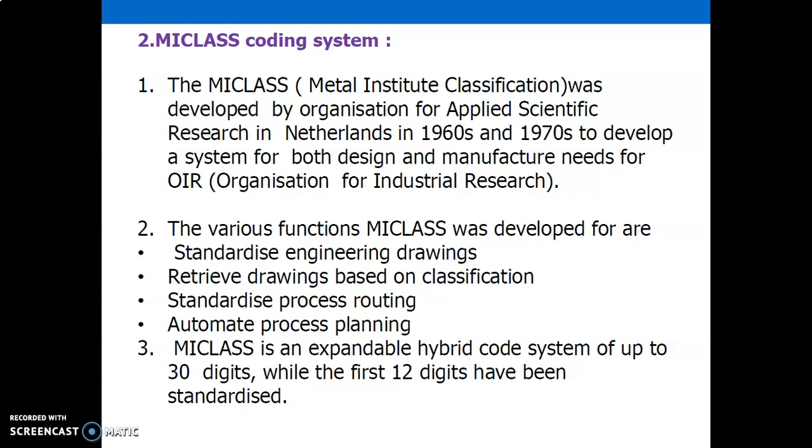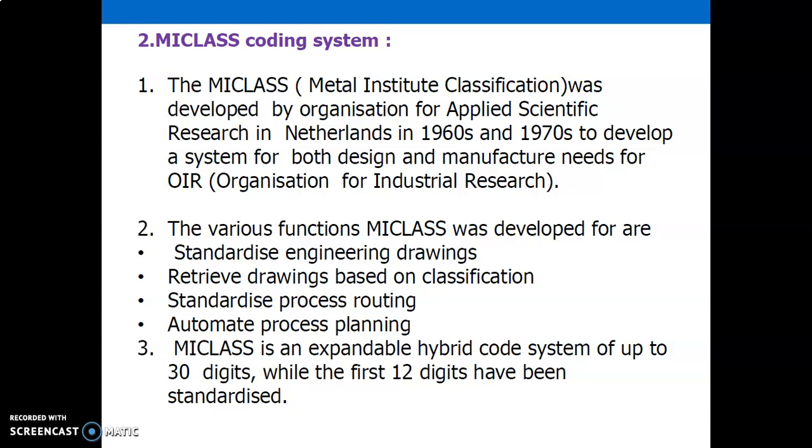So you can see this system was developed basically by Netherlands people, but after this it was used by many industries worldwide. The various functions in MI class were developed for standardized engineering drawing, retrieval of drawings based on classification, standardized process routing, and automated process planning. MI class is an expandable hybrid code system of up to 30 digits, while the first 12 digits have been standardized.